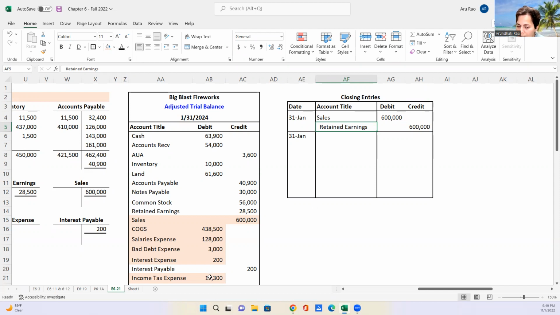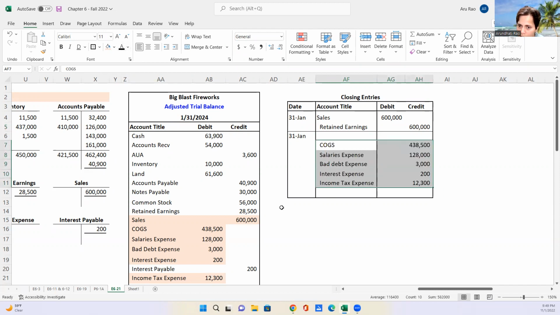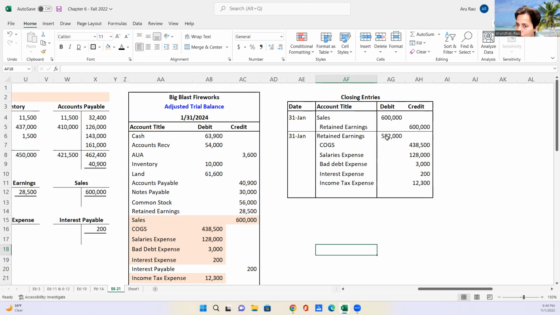All my expenses have debit balances. Therefore, I need to credit all those accounts to bring them down to zero. I will debit retained earnings, add up all of these numbers, and that's what will go in over here. Debit retained earnings, 582. Now, you should have prepared your income statement. The income statement, you will have revenues minus expenses. In this case, 600 minus 582. Your net income should be 18,000. So this is another way in which you can check.